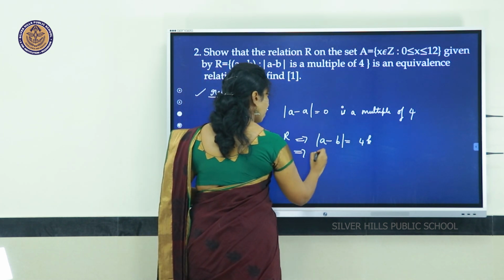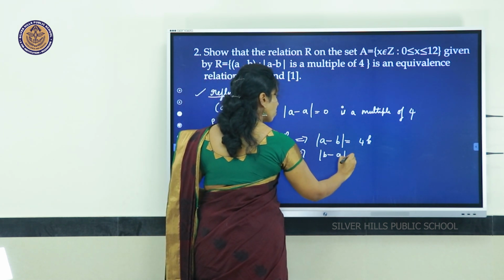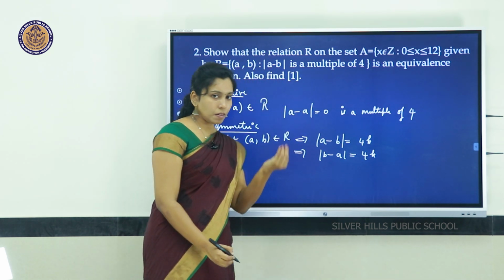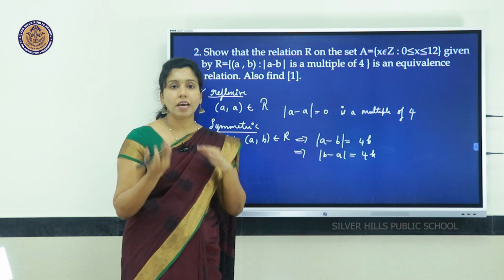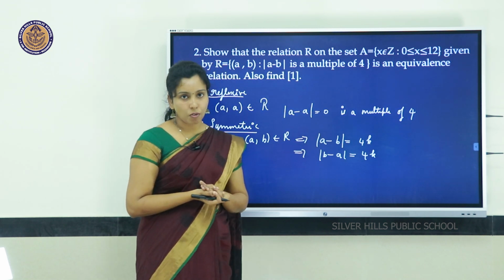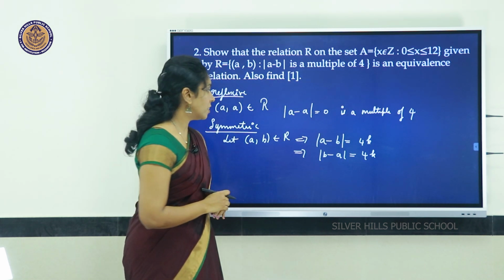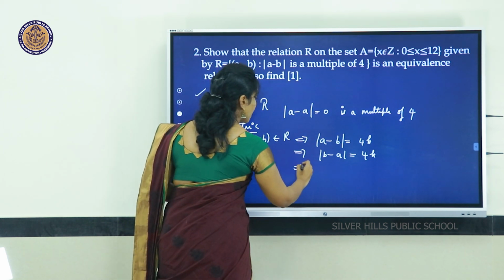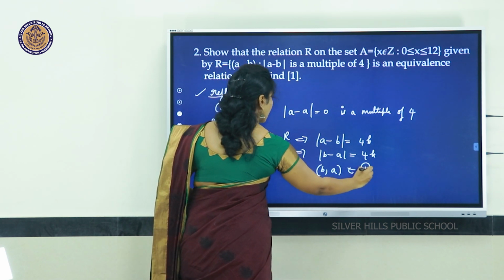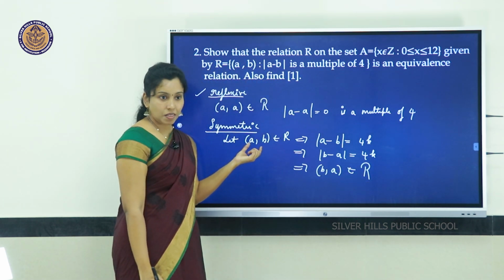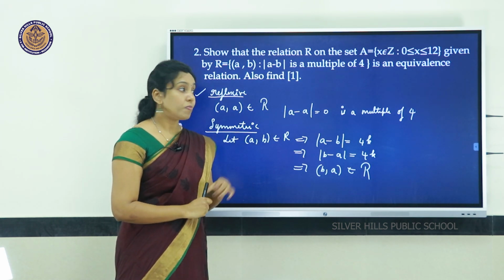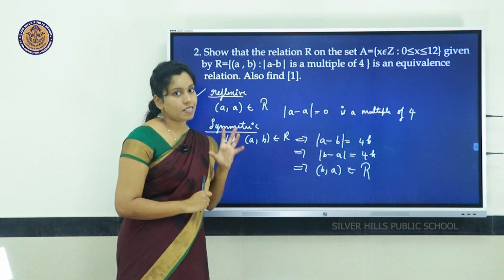If so, I can write mod B minus A is also some multiple of 4, because inside the modulus, if a negative number comes, when you take the modulus anyway that is positive. So, mod A minus B is a multiple of 4 is the same as mod B minus A is a multiple of 4. What does that imply? (B, A) belongs to the relation R. So, we started with this: (A, B) in R implies (B, A) in R. So, this relation is symmetric.